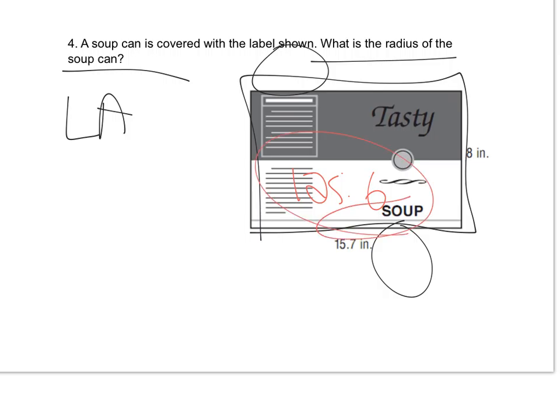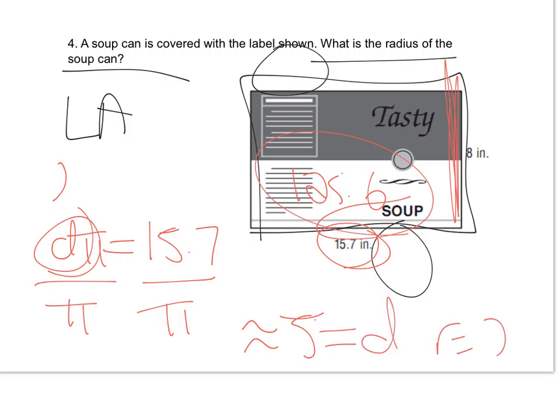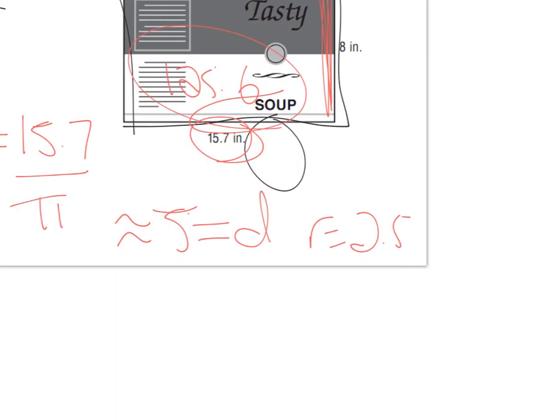Remember, lateral area is just going to be diameter times pi times height. So 15.7 is going to be your circumference, so diameter times pi is 15.7. Because I know my height, I can divide by 8 and I'm left with this: diameter times pi. Taking 15.7 divided by pi, you get approximately 5. But that's the diameter, so my radius has got to be 2.5. 2.5 inches. There's my answer.